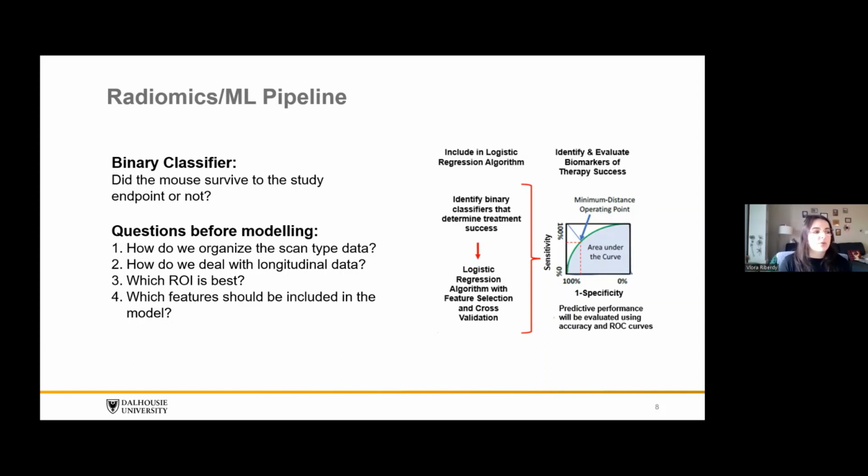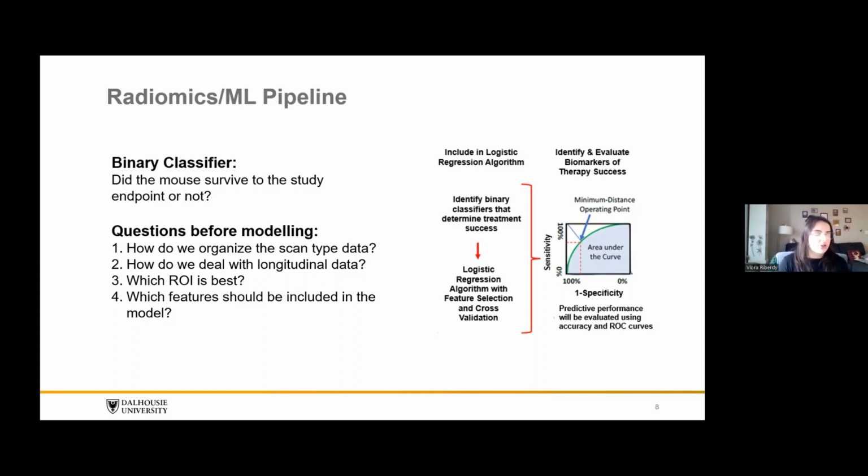Secondly is, how do we deal with the longitudinal data? The longitudinal data can vary between mice and groups. Some mice have up to 3 weeks of data depending on their survival, whereas mice that did survive to the study endpoint have 6 weeks worth of data.